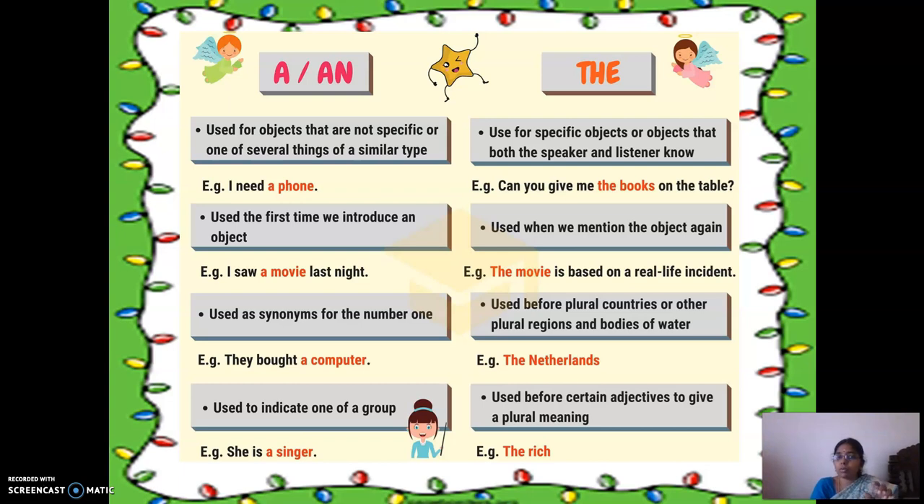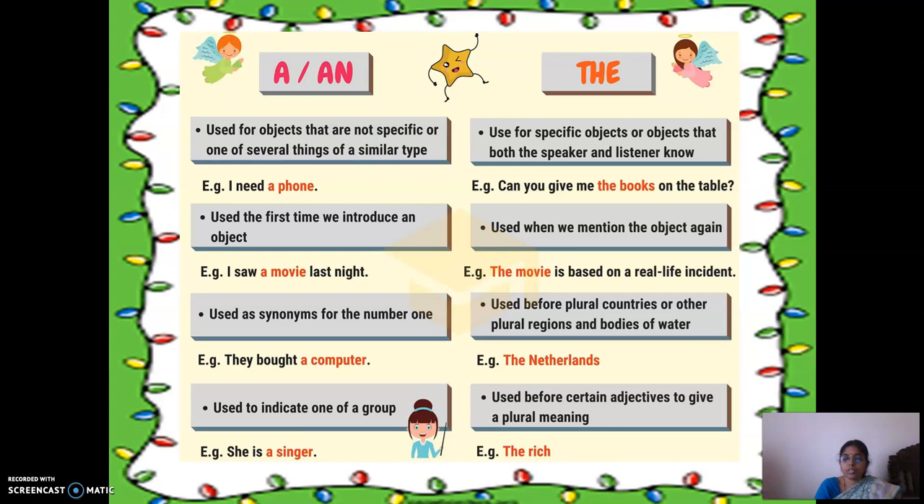So I'm talking about that movie again. I'll use the word the. The movie is based on a real life incident. Used before plural countries or other plural regions and bodies of water. The Netherlands. So here plural countries, that means so many countries will be represented together. So the Netherlands. Used before certain adjectives to give a plural meaning.